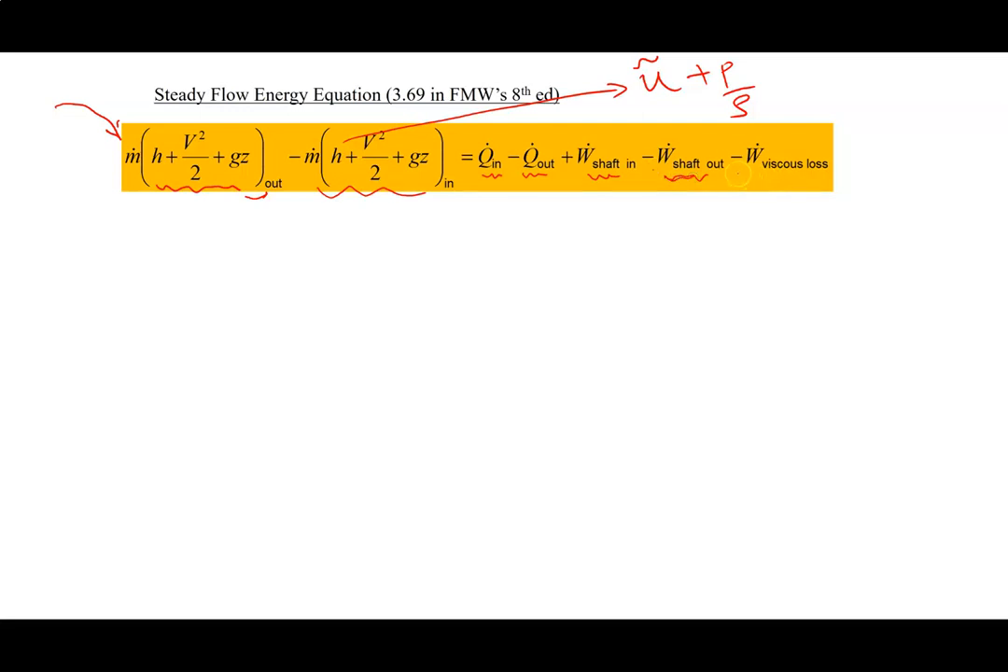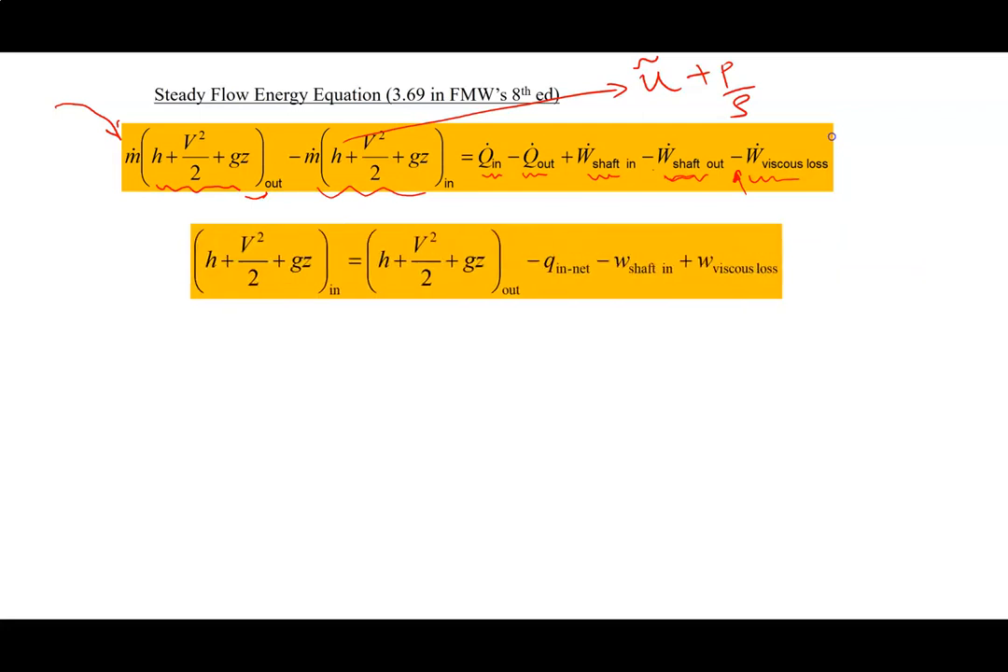And then in general, you could have viscous losses, and the viscous losses will always lead to a loss term, and so this is going to be minus W dot viscous losses, right? So this is the form of the energy equation that might be more useful for applying to a real problem.